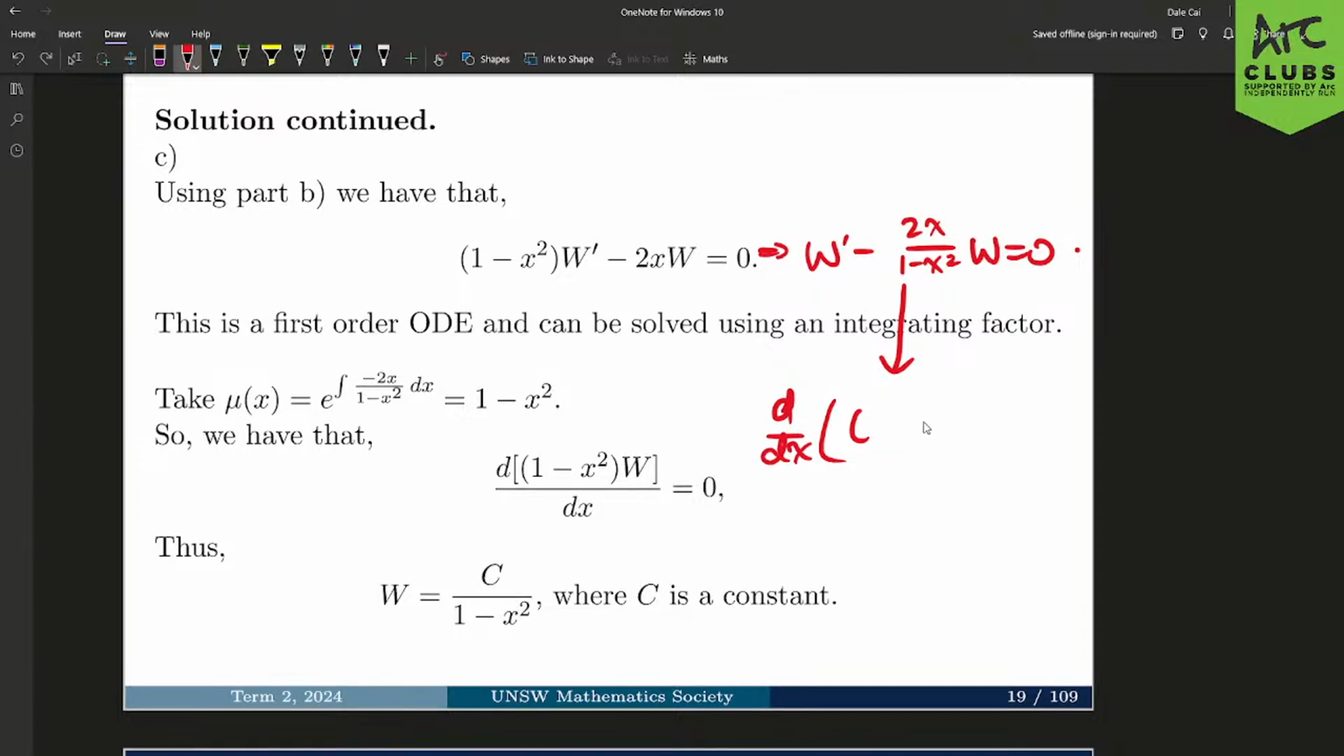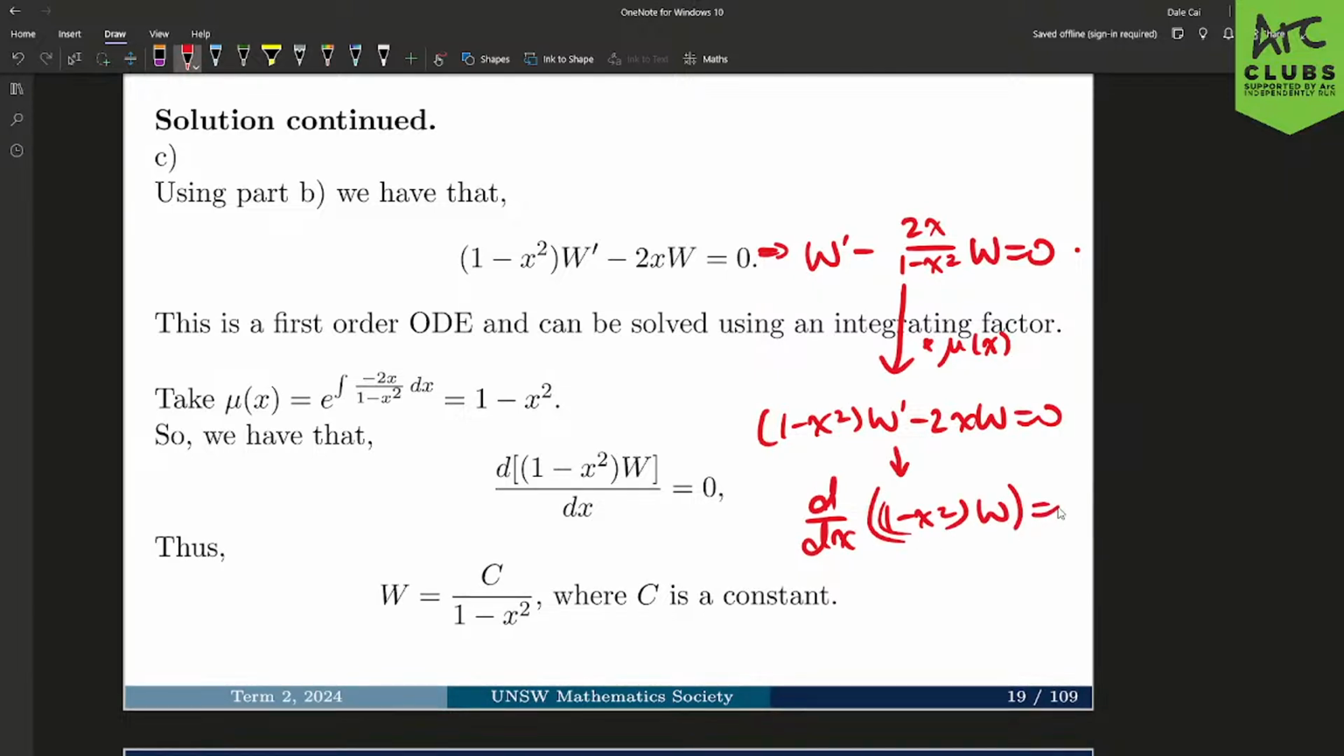Oh, sorry. If you multiply this by the integrating factor, it turns out you actually just get back to the original equation. But the left-hand side here can now be written using the product rule, d over dx of (1 minus x squared) W equals 0. And now we can solve for W. What you'll get is that the inside of the derivative is just a constant, and then dividing the constant over, you get W is C over 1 minus x squared.